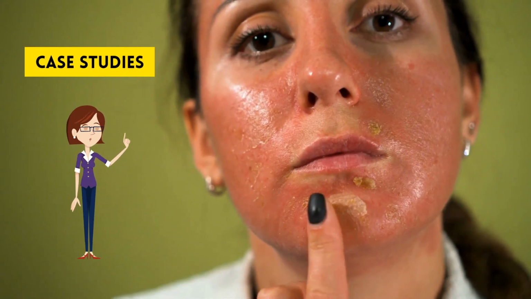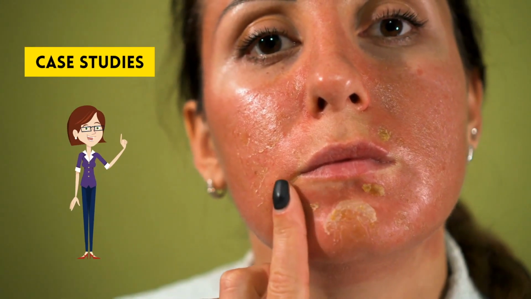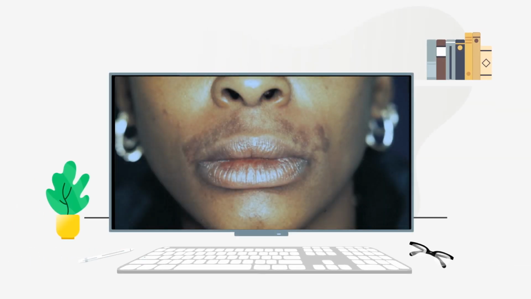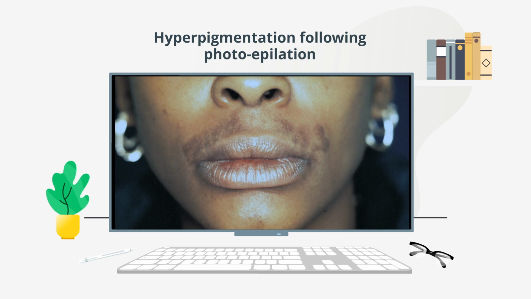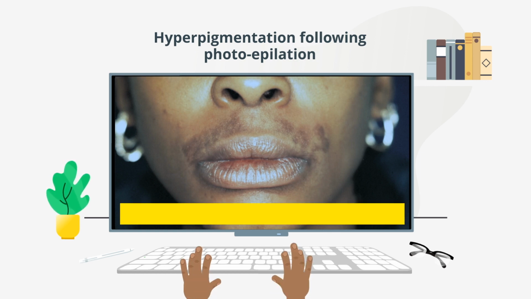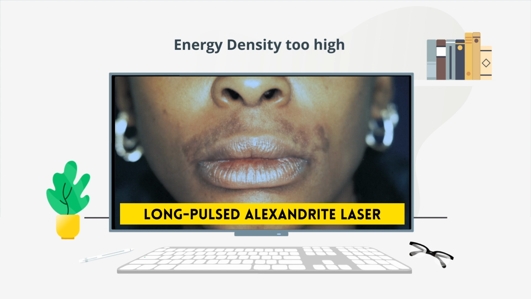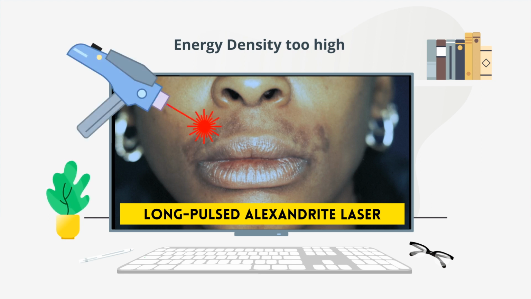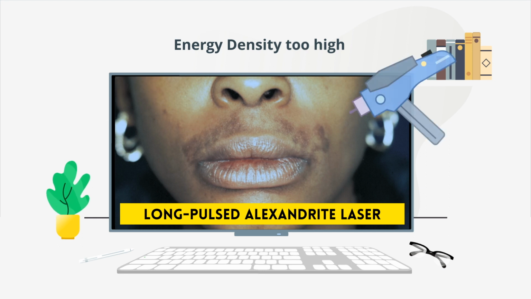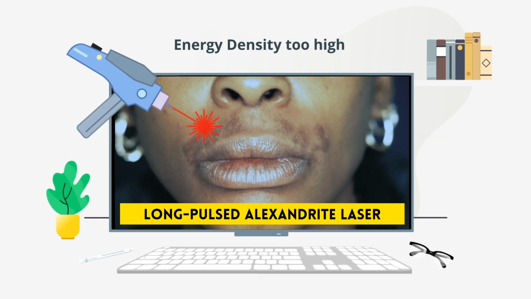Now let's have a look at some case studies where the incorrect parameters were used and resulted in adverse effects. What we can observe from this first client is hyperpigmentation around the mouth following photoepilation or hair removal using a long pulsed Alexandrite laser. Now, assessing this image, we can see that a possible source of error could have been that the energy density was too high, which means there's too much energy that the laser beam is applying to the skin in a single pulse within the spot size being used.